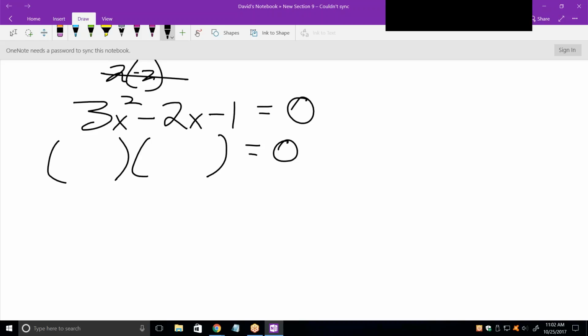So factor. We have 3x plus or minus, and then we have the other one just minus or plus. And then we have x in the second one. And we have negative 2x in the next slot of the first one. Or just 2x, I should say.